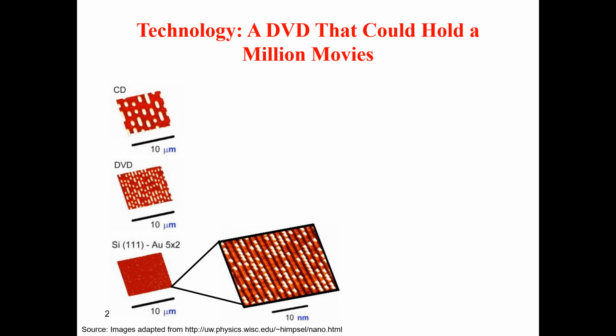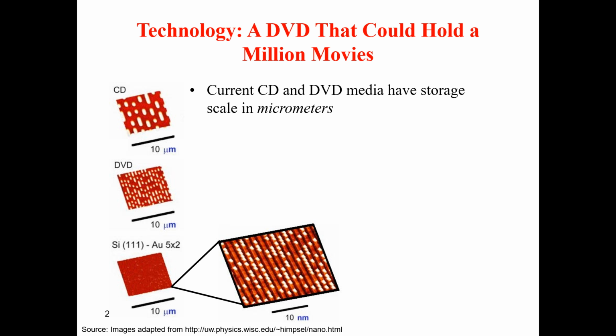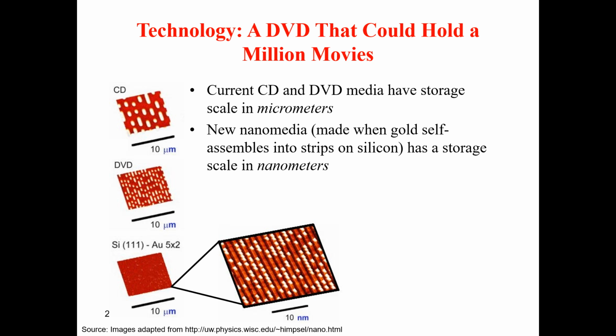When it comes to technology, we have a DVD that could hold millions of movies. Just like I mentioned in some of the starting slides, with the use of nanotechnology we can increase the data storage capacity on a CD or a DVD. Normally you know that a CD holds a single movie or two, and a DVD holds two or three or four movies maximum. But if you utilize the concept of nanoscience and nanotechnology, you can build your own DVD that can hold millions of movies.